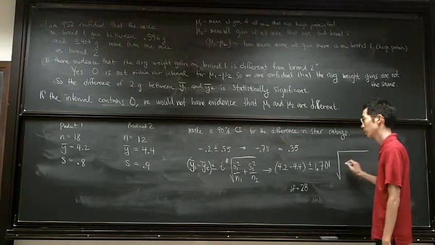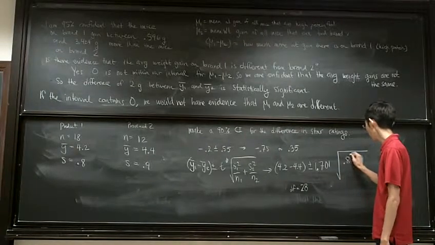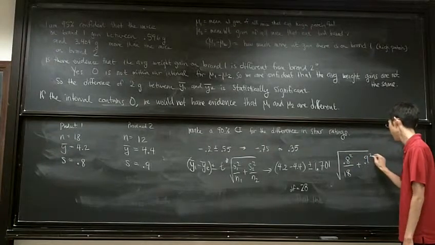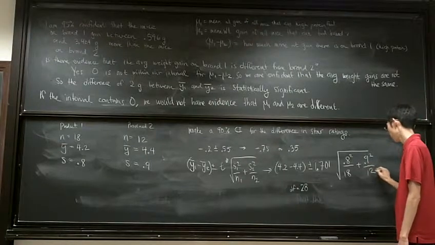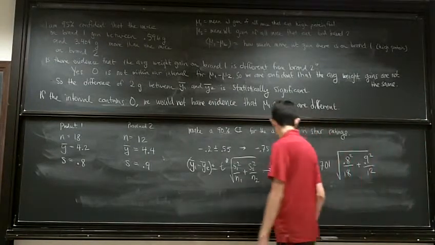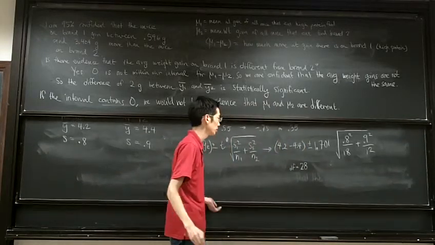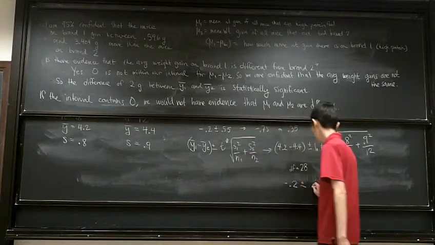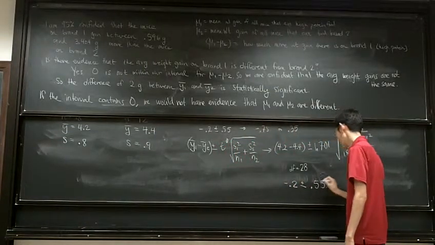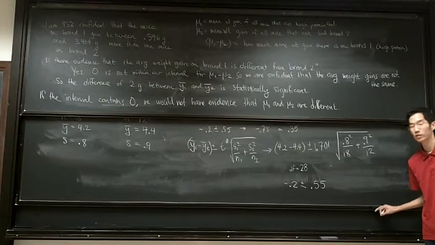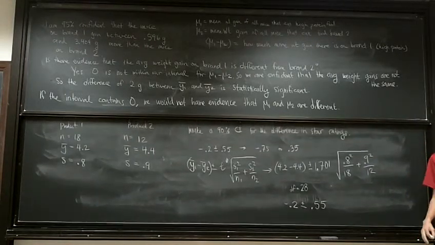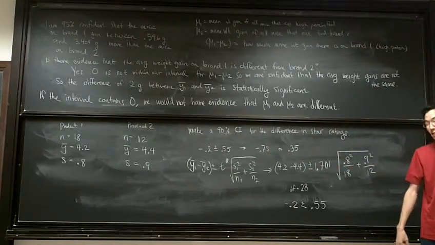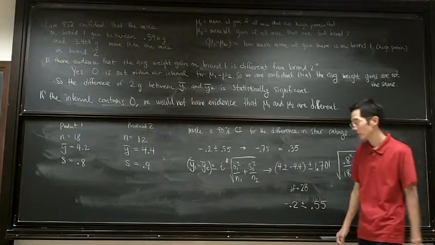Square root 0.8 squared over 18 plus 0.9 squared over 12. And when I did this, I got -0.2 plus or minus 0.55. Did that match what you guys got? Okay, and so this is my confidence interval that I create.